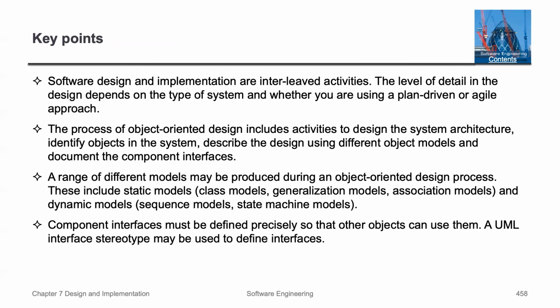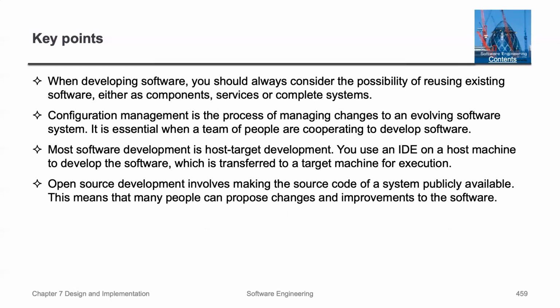A range of different models may be produced during an object-oriented design process. These include static models, which consist of class models, generalization models, and association models, and dynamic models, which include sequence models and state machine models. Component interfaces must be defined precisely so that objects can use them. The UML interface stereotype may be used to define the interfaces.